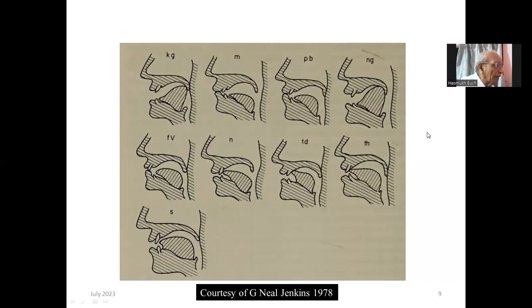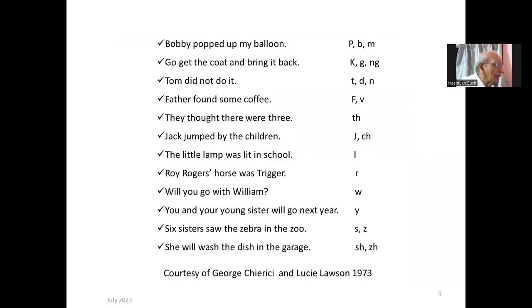And we go beyond this. And if you speak out the sentences, then you will get a better idea about the letters which are shown on the right. Bobby popped up my balloon. So B, P, and M. Go get the cot and bring it back. Bring it there. NG is there, and the nasal region will pass the air, soft palate will be lower in position.